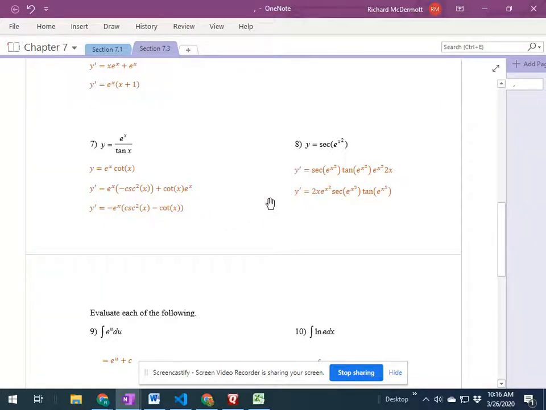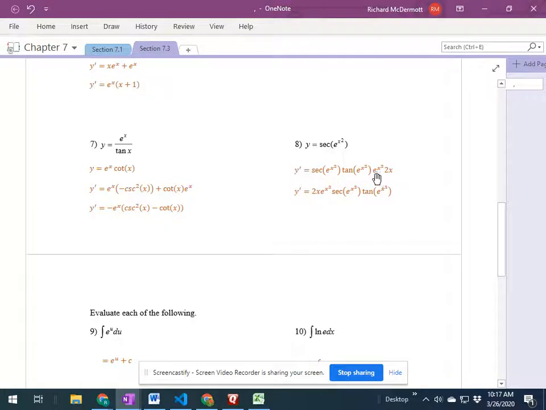Okay. Number 8, a lot of chain rule happening here. Okay, so what's the derivative of the secant of blah? Well, it's secant blah tangent blah. And what do we do with the argument to the trig function? We leave it alone. That stays the same.